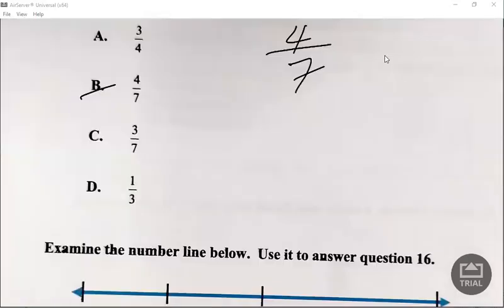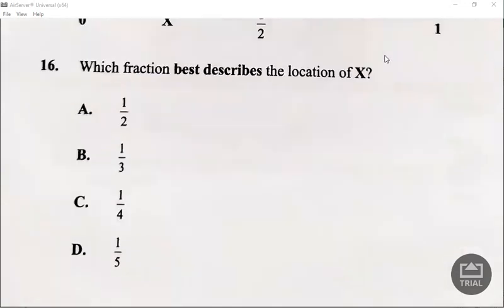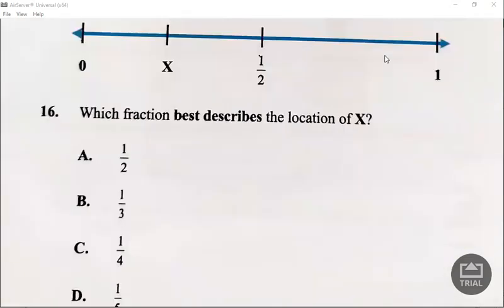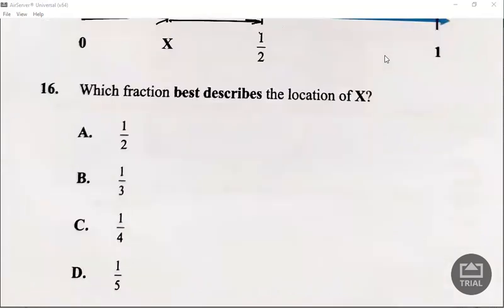All right, number 16 says, examine the number line, use it to answer question 16. Which fraction best describes the location of x? So here we have a quarter, a half, could be 1/3, it could be a quarter, could be 1/5. All right, so let's see if we can measure it. Looks the same to me. So I'm gonna go with a quarter. It's basically a half of it.